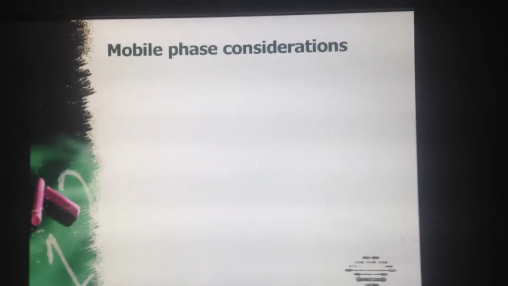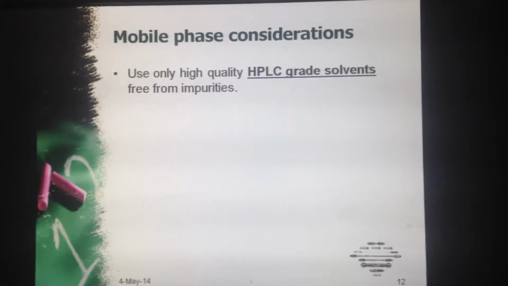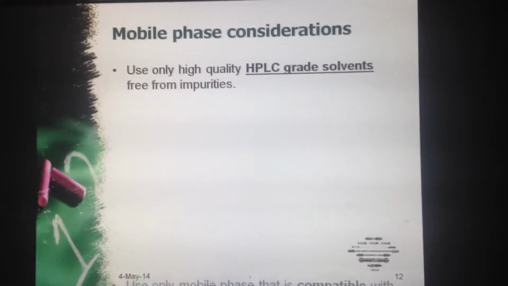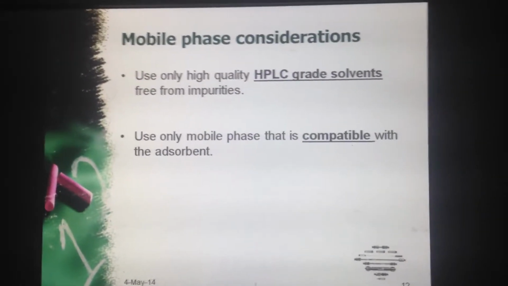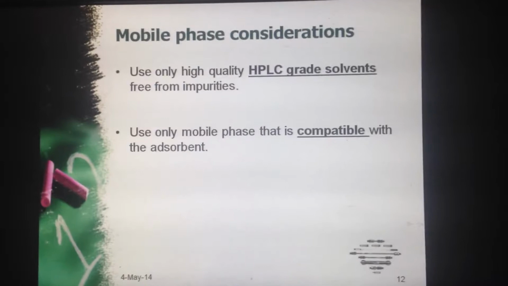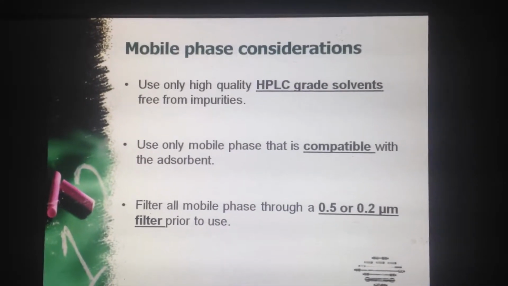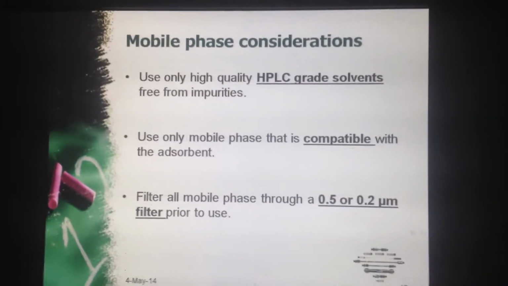Very important point. Now what are the mobile phase considerations? First is, use only high quality HPLC grade solvents free from impurities. Second, use only mobile phase that is compatible with adsorbent. Third, filter all mobile phase through 0.5 or 0.2 micron filter paper prior to use.